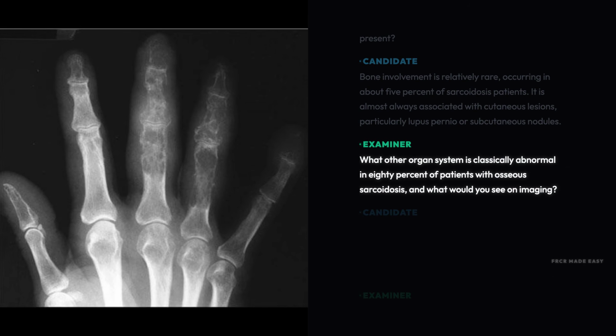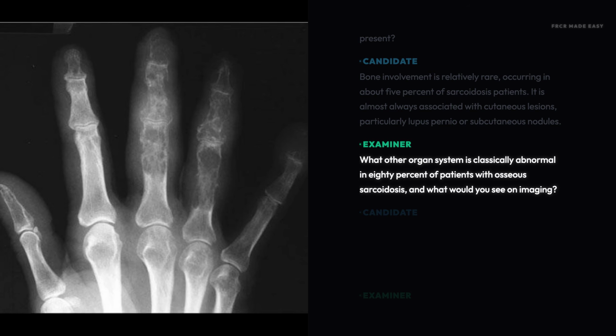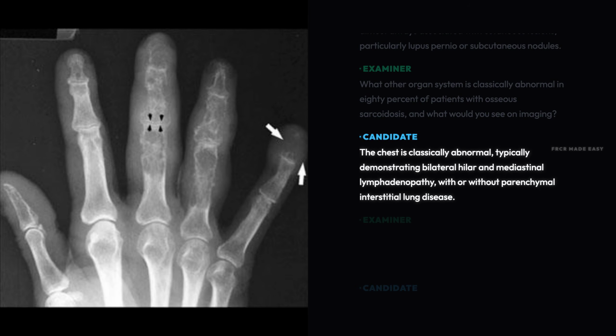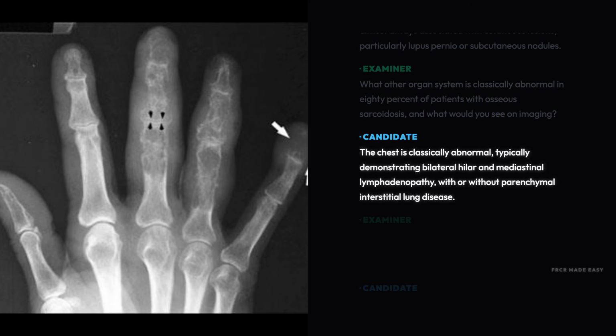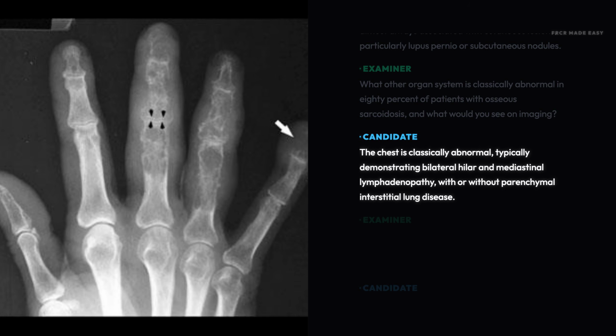What other organ system is classically abnormal in 80% of patients with osseous sarcoidosis, and what would you see on imaging? The chest is classically abnormal, typically demonstrating bilateral hilar and mediastinal lymphadenopathy, with or without parenchymal interstitial lung disease.